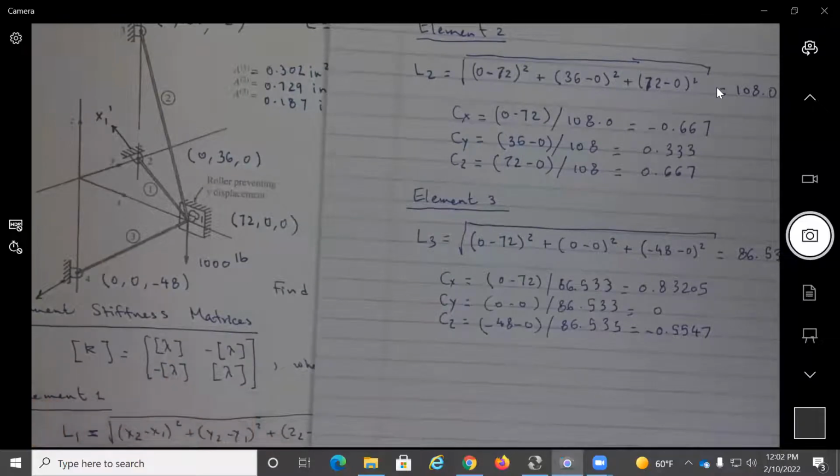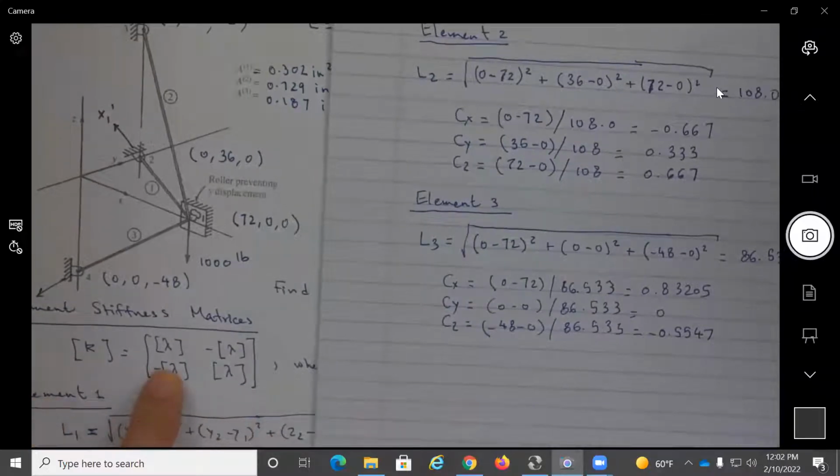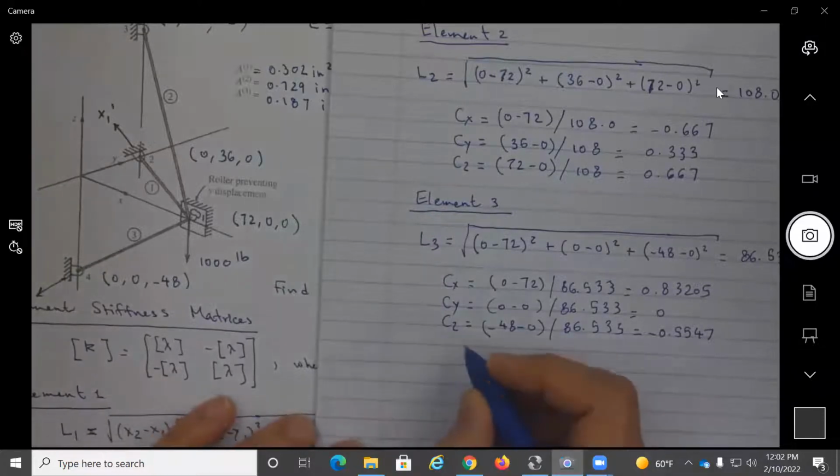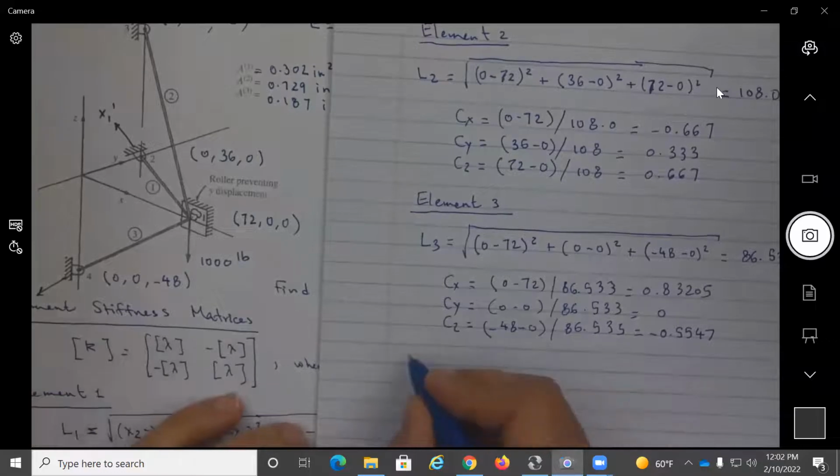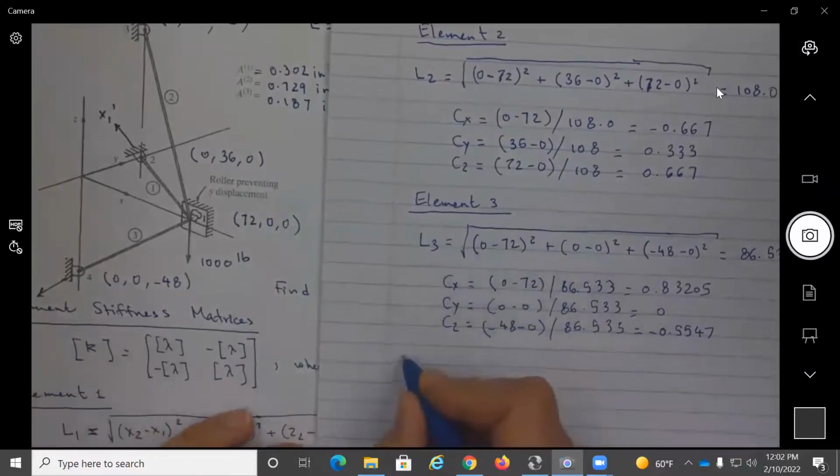All right, we are ready then to write the lambdas for each of these elements, right? So in order to write the element stiffness matrices, I'm going to come here, still working on element stiffness matrices. So back to element 1.